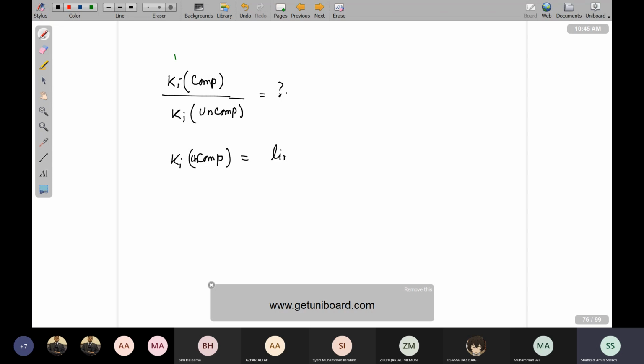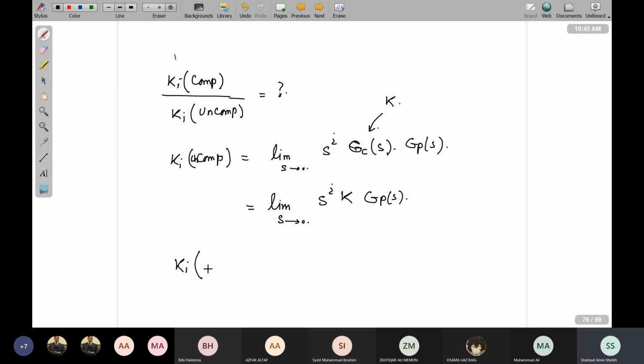द बेसिक फार्मूला इज limit s tends to 0 s raised to power i, Gc of s, Gp of s, और अनकॉम्पनसेटेड सिस्टम के कॉन्टेक्स्ट में Gc(s) जो है वो K है। We have done it so many times. ठीक. So this is for Ki for uncompensated system, and if we are interested in Ki for compensated system, of course we need the same thing, limit s tends to 0, s^i, Gc(s), Gp(s), which is in fact the forward path transmittance.